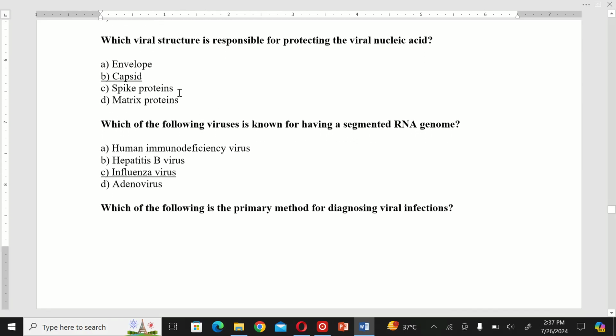The next MCQ is: which viral structure is responsible for protecting the viral nucleic acid? A. Envelope, B. Capsid, C. Spike protein, D. Matrix. So the correct option is B.